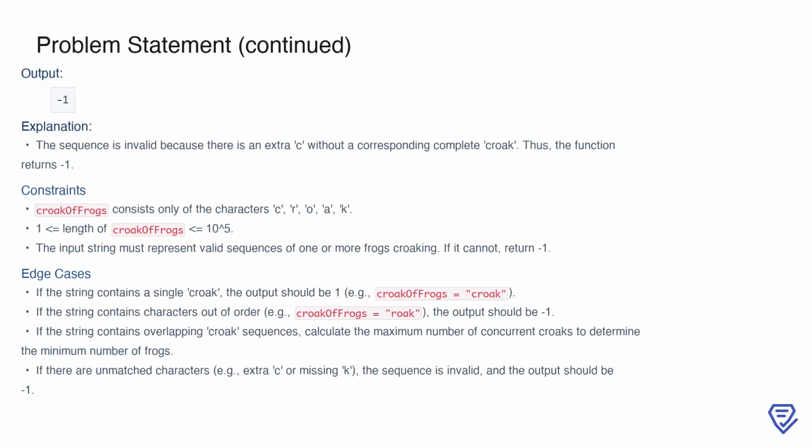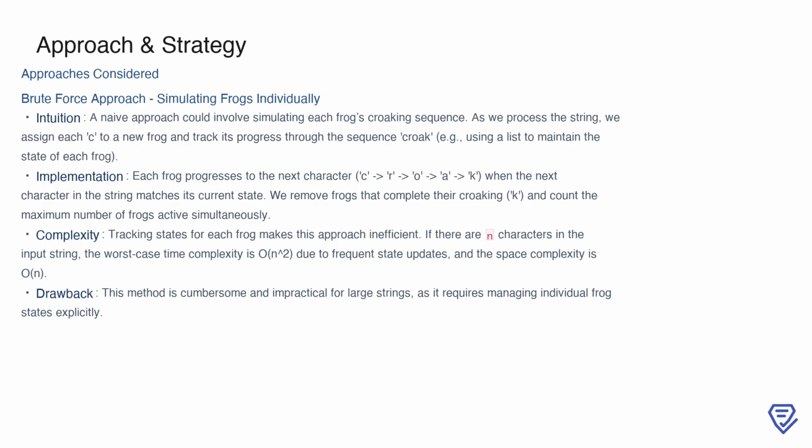To tackle this problem, we can first consider a brute force approach by simulating each frog individually as it progresses through the string. The idea here is to assign every C in the string to a new frog, and then track that frog's progress through the croaking sequence C, R, O, K. As each frog completes the word croak, it is removed from our tracking, and we keep count of how many frogs are simultaneously croaking at any given time.